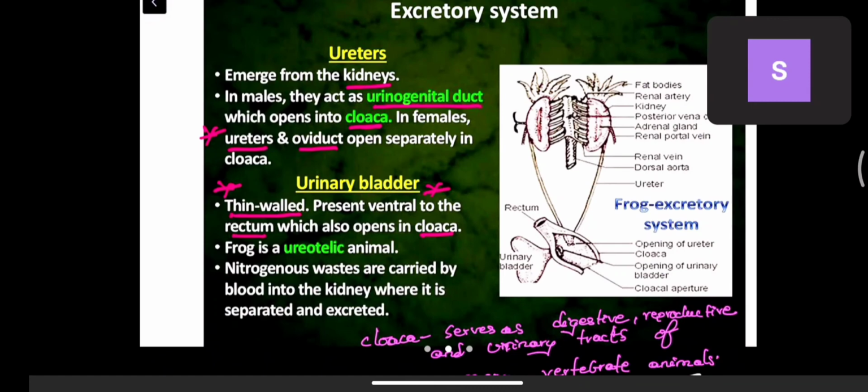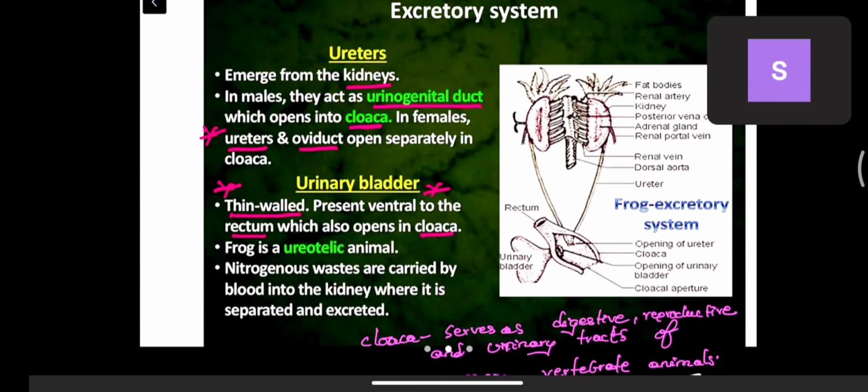So in the case of males, how many tubes open into the cloaca? Males, 2. What are they? Urinogenital ducts, that is ureters, and the second one is the duct of the urinary bladder. Are you able to understand? But in the case of females, 3 tubes or ducts open into the cloaca. One is the ureter, the second is the oviduct, and the third is again the urinary bladder. So that is an important point.